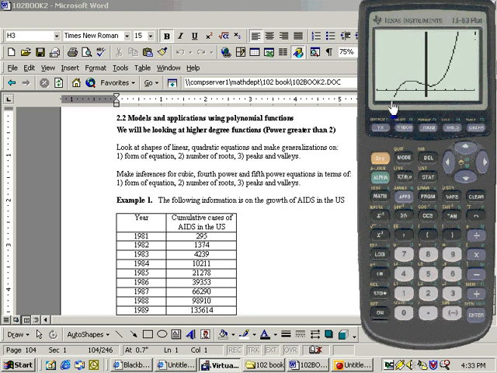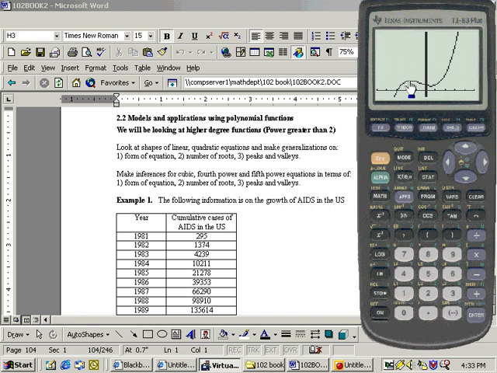And so you can see the local max here, and here is a local min. Now, how many peaks or valleys does this cubic equation have? Well, it has one peak and one valley. Okay, one local max and one local min. So 2 total, one max, one min.